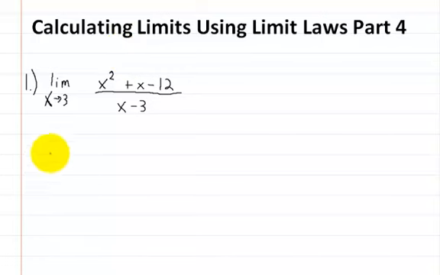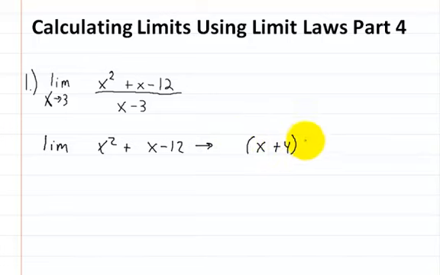So let's do the limit of x squared plus x minus 12. Now that can actually be rewritten as x plus 4 times x minus 3. And that is the trick to this one. If you factor this part out right here, it makes this whole problem a breeze to go through.